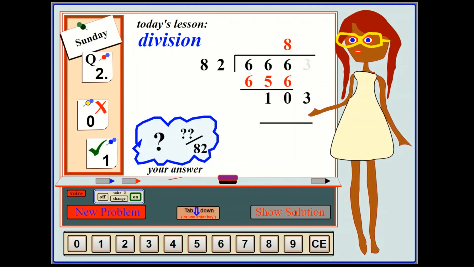We combine it with the 3 from the end of the original number. Now we move into our final division step. 103 divided by 82 is 1. Our blue total is 82. This leaves 21. We have used all the digits from the original number, so the calculation is finished. And 21 is the remainder. Our complete working looks like this.